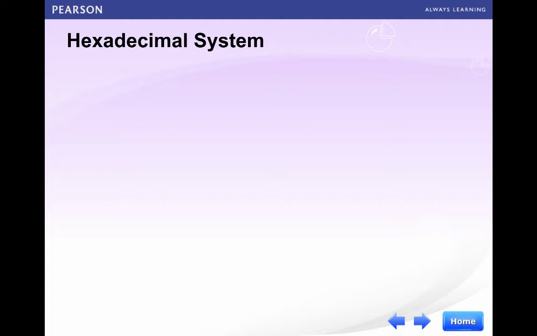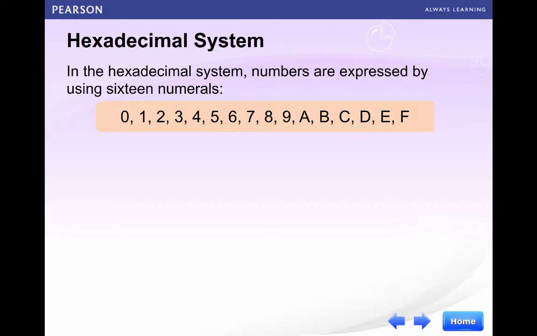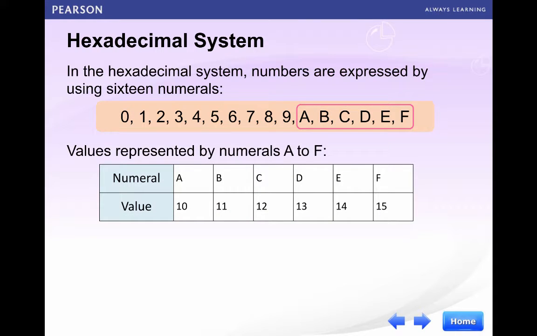Also, we can talk about the hexadecimal system. Hexadecimal system is base 16. So you will have 16 numerals. We start from 0 to 9, we altogether have 10 numerals. And the 11th numeral would be A, and then B, C, D, E, F. But you need to know that A actually represents the value of 10, B represents the value of 11, C is 12, so on and so on.